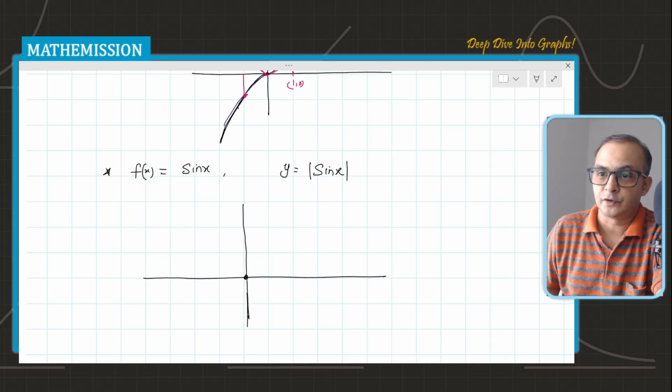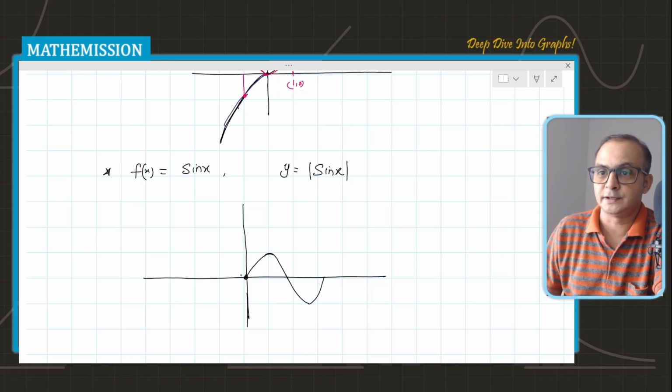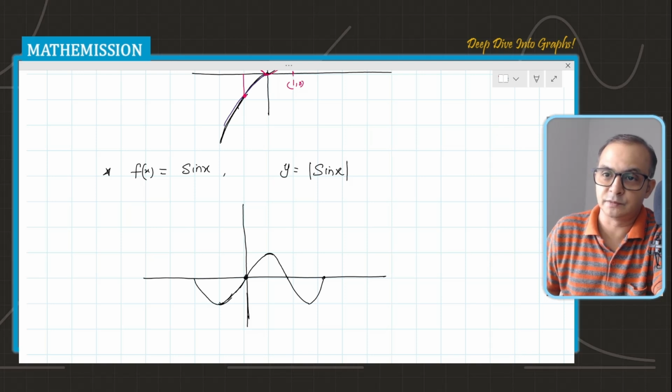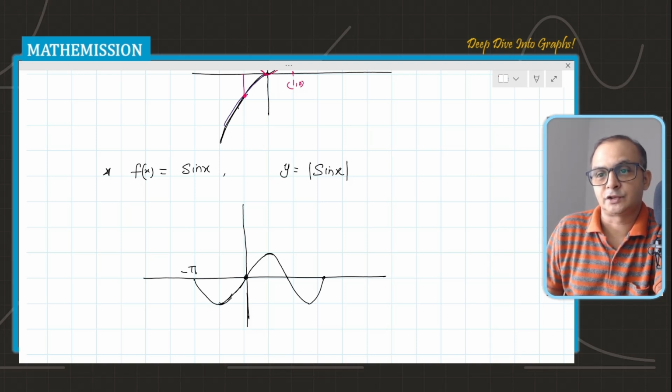So this is from 0 it will start. At pi by 2 it will hit 1, at pi it will go to 0, at 3 pi by 2 it will hit -1, at 2 pi it is again 0, and so on. So I'm only drawing one cycle from 0 to 2 pi, and in the backward direction I'm taking only -pi. So I'm actually taking -pi to 2 pi only.